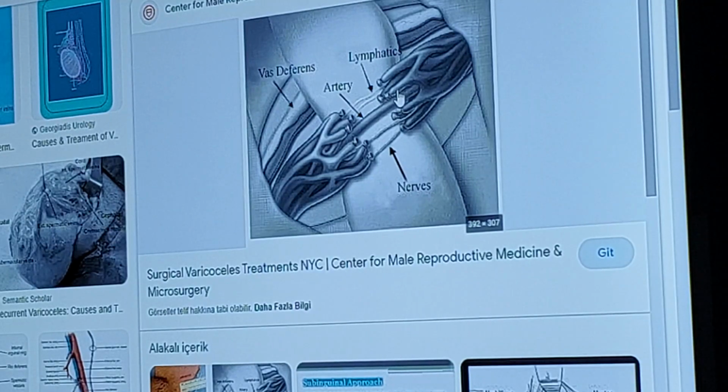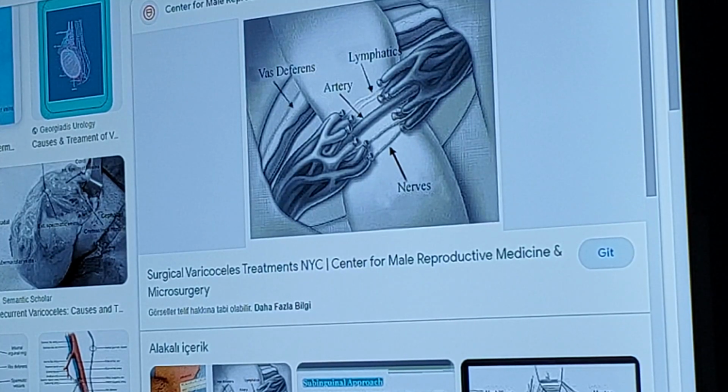What we do in the microscopic technique is, as we see here, with microscopic focusing and microscopic view, we try to save the artery and nerves and the lymphatics, and ligate the veins at both ends and cut all the venous structures in between. And also here we have the external spermatic vein, so we can ligate this. This is what we are told in our education, and all the urology doctors are doing it in that way.